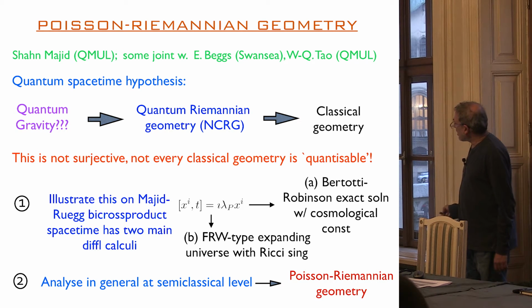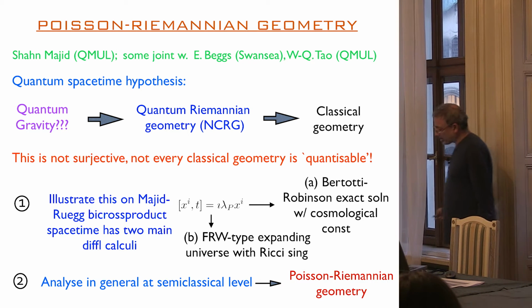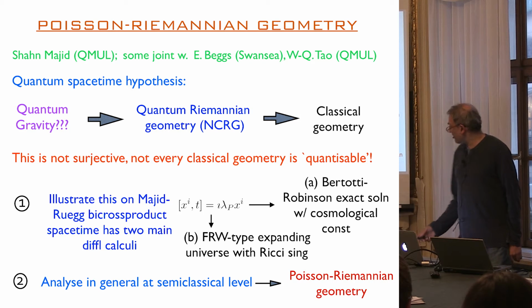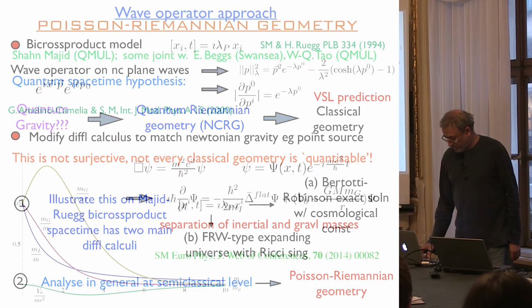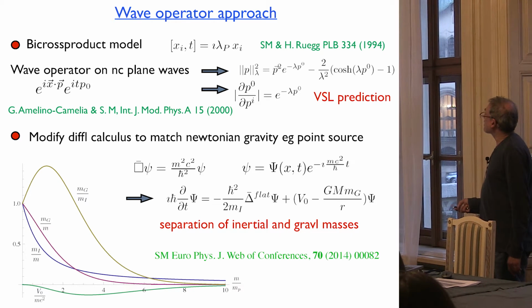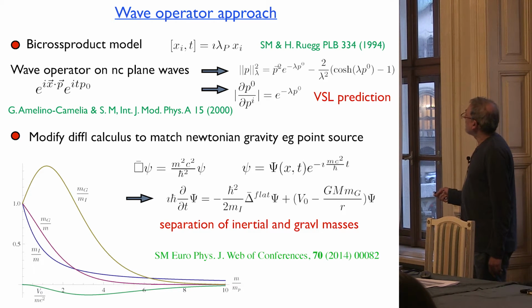And that is what I call Poisson-Riemannian geometry, so understanding the quantizability constraints on classical geometry. So it means a classical manifold equipped with a Poisson tensor and a metric. Okay, so before I do that, I'll just refresh some people's memory about this old algebra.